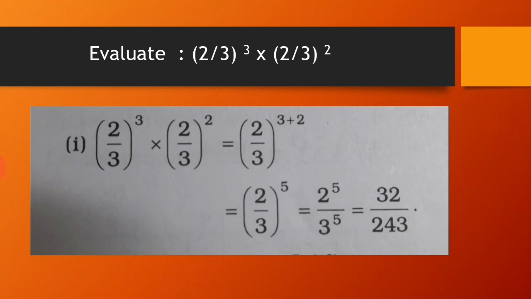So (2/3) raised to power 5 is equal to 2 raised to power 5 by 3 raised to power 5. Now when you multiply 2 five times, 2 into 2 into 2 into 2 into 2, it becomes 32. Similarly, 3 five times becomes 243. So that's our answer. Please do this sum.